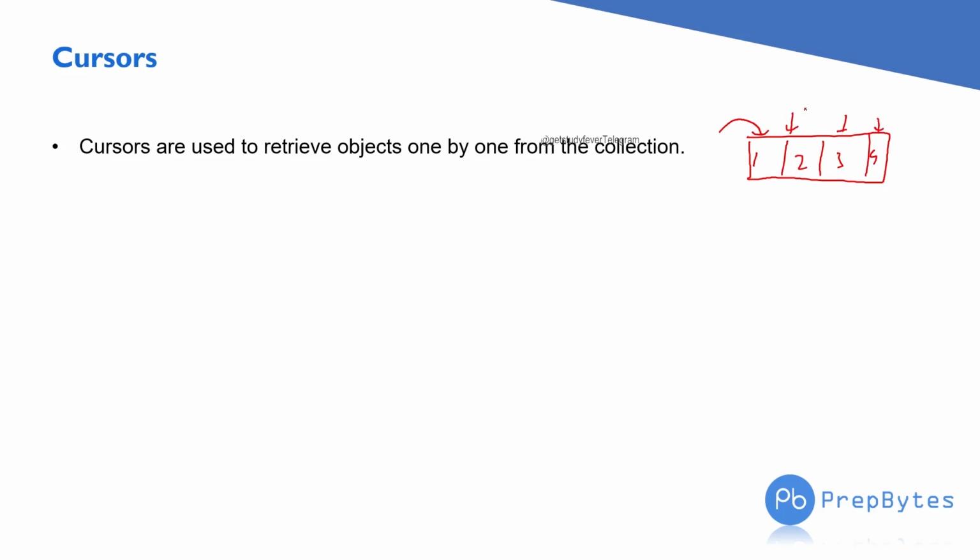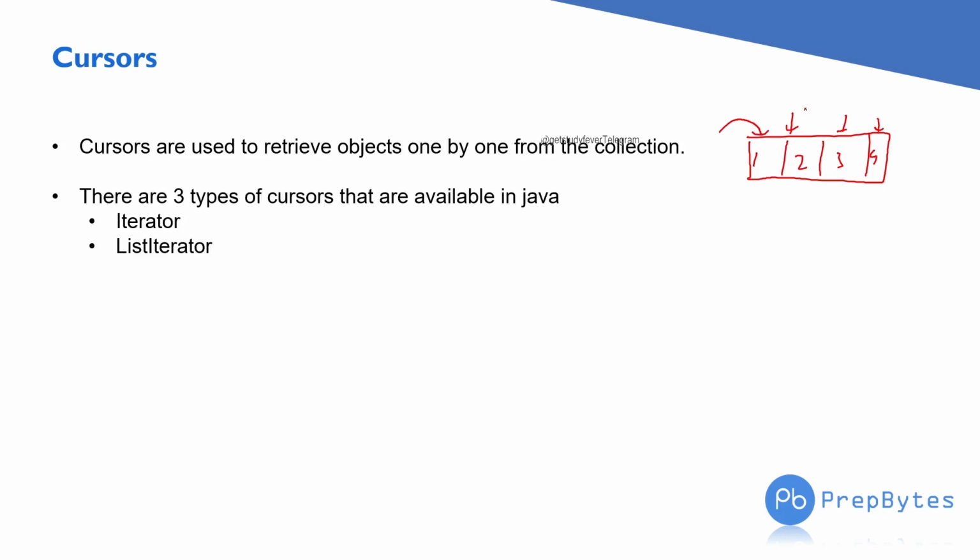We have three types of cursors: iterator, list iterator, and enumeration. If you are confused with the name iterator, with the help of a for each loop also, we iterate over our collection, but we can only traverse. We cannot manipulate that collection. But with the help of iterators or list iterators, we can manipulate these collections also. Fine. So first we will see iterators.